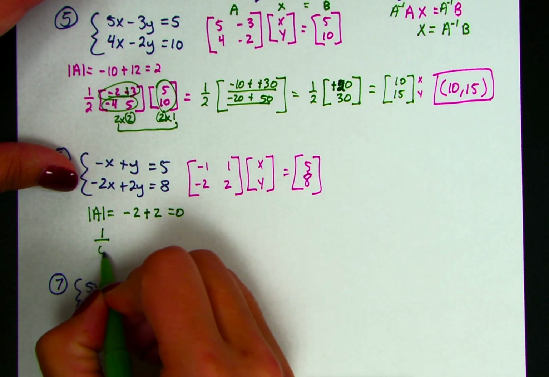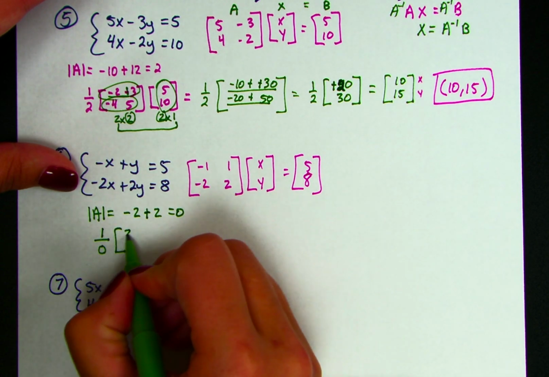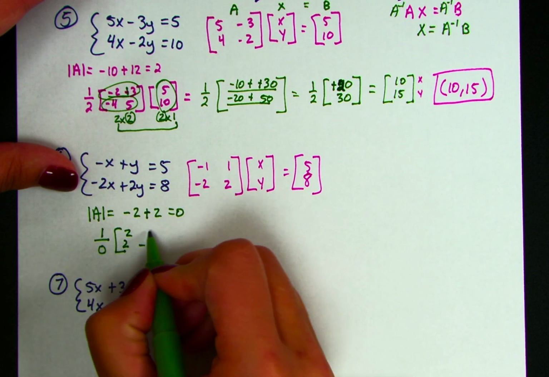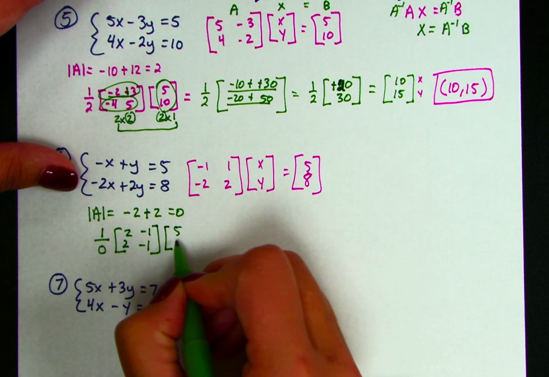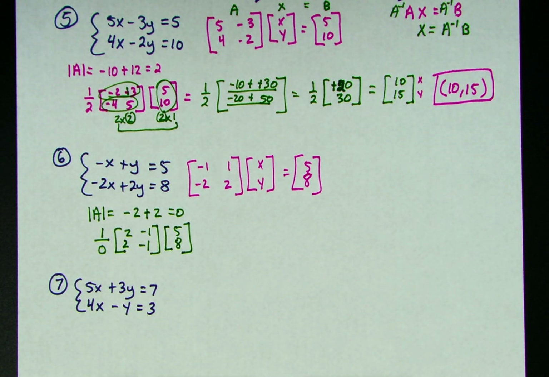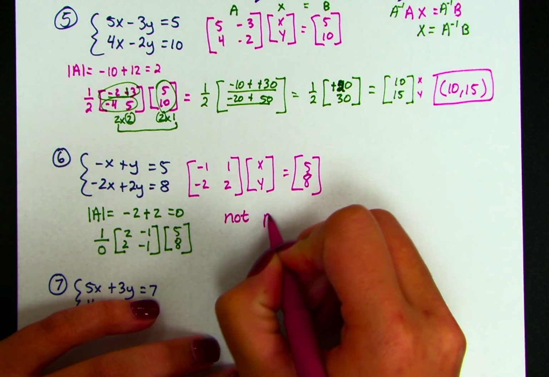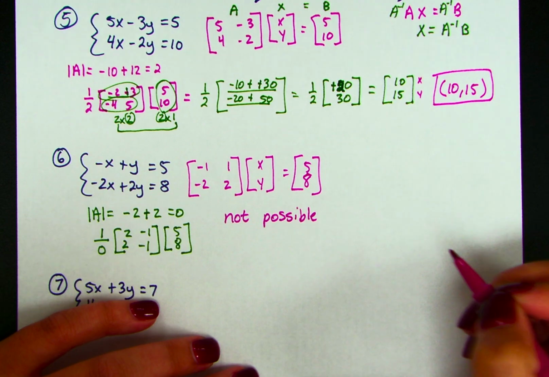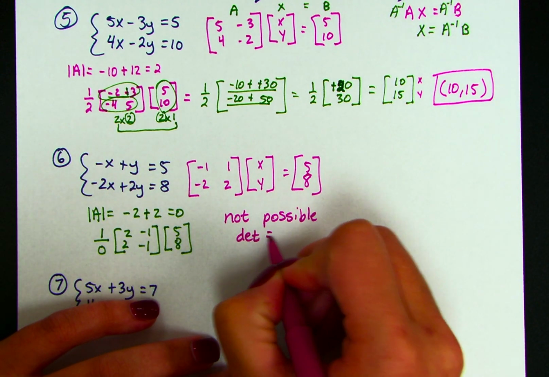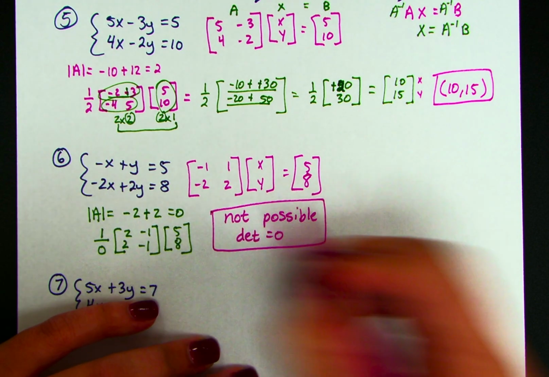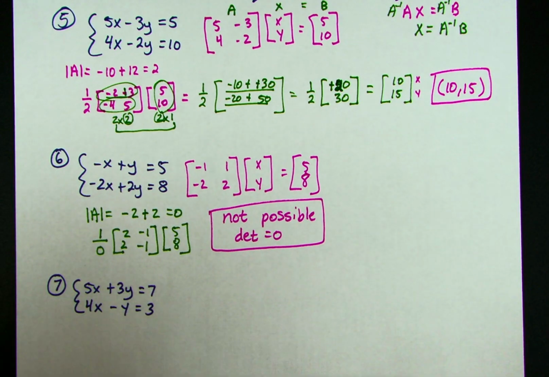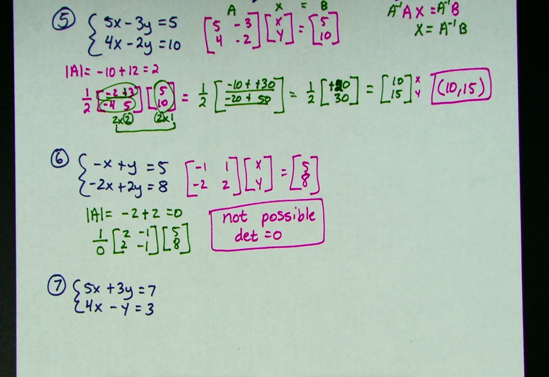So here I'm going to have 1/0 times that flipped matrix, so 2, -1, +2, -1, and then times 5, 8. As I'm looking at this, I have 1 divided by 0, which is not allowed with a fraction. So that means at this point, it is not possible for us to solve this, and that is because our determinant is equal to 0. So this would be our answer. Now, I'm not allowed to write no solution because that means something different. We have to write "not possible" because it's not possible for us to solve this specific system using matrices.